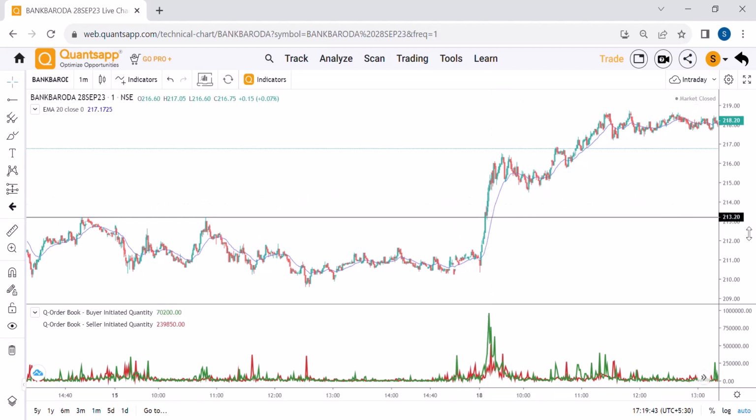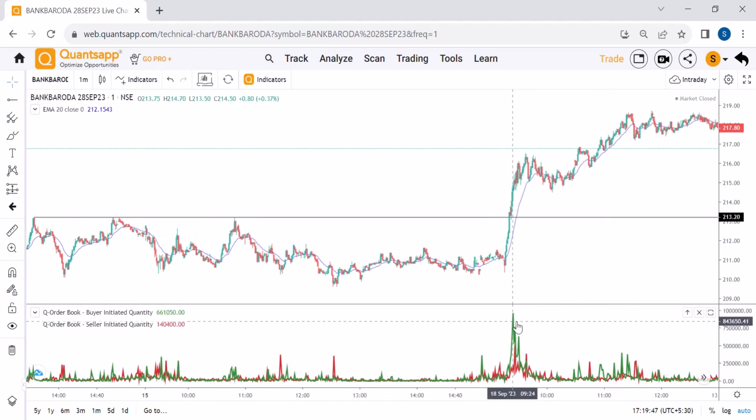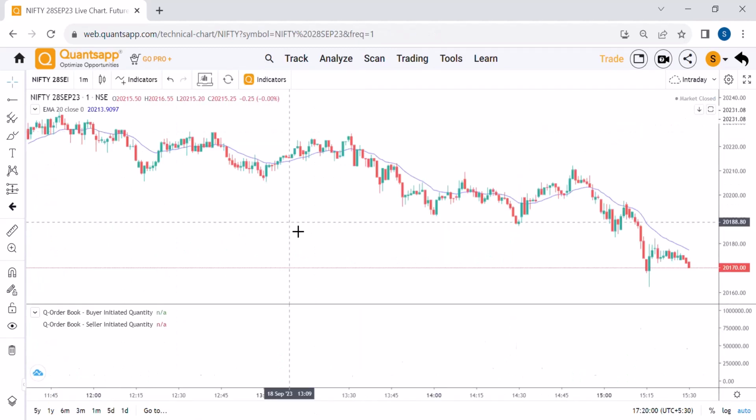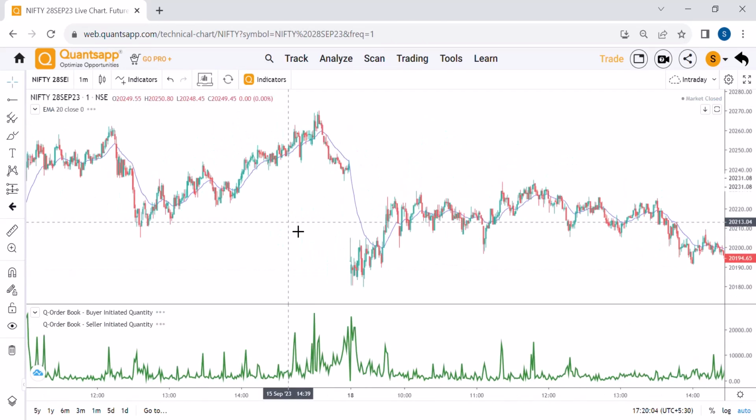The moment it goes above 213 and I'm seeing that aggressive buying is happening on the ask price, why will I not go ahead and create a trade in Bank of Baroda? And I saw good momentum happening over there too. So this would work on Nifty, Bank Nifty and stocks as well. I would say pick up instruments which are decently liquid and where there is some action happening.